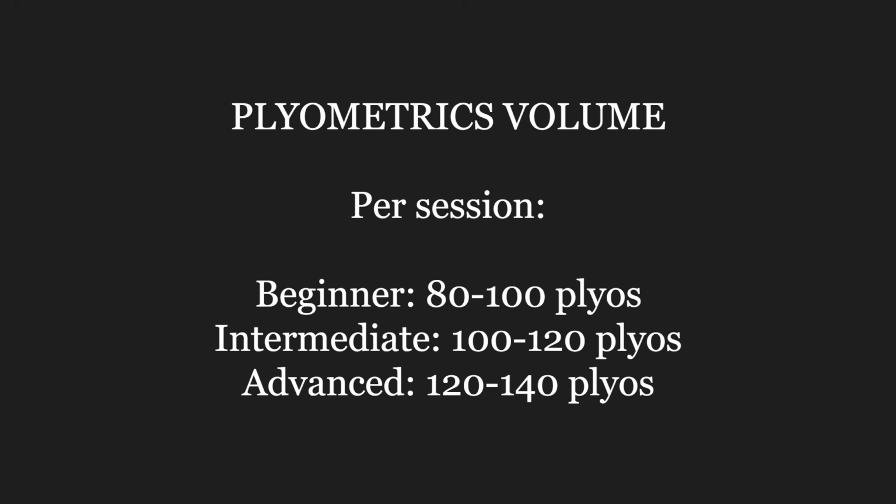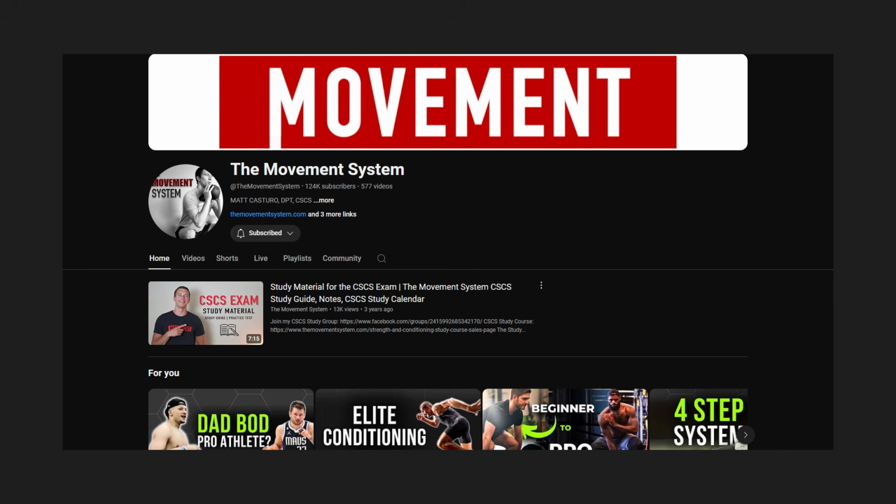The goal for dedicated plyometric sessions should be at least like 80 to 100 jumps or plyometrics per session if you're a beginner, 100 to 120 if you're intermediate, and 120 to 140 if you're advanced. And I get these numbers from the movement system on YouTube. He has some really useful videos on plyometrics and fast twitch training.